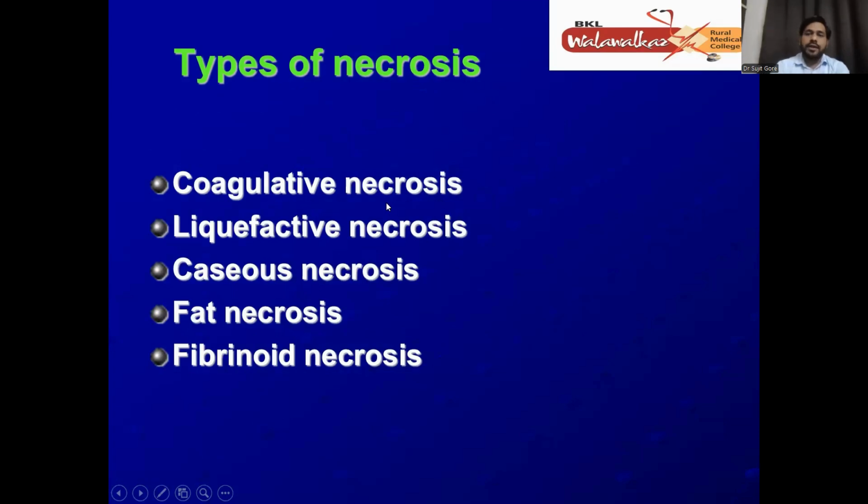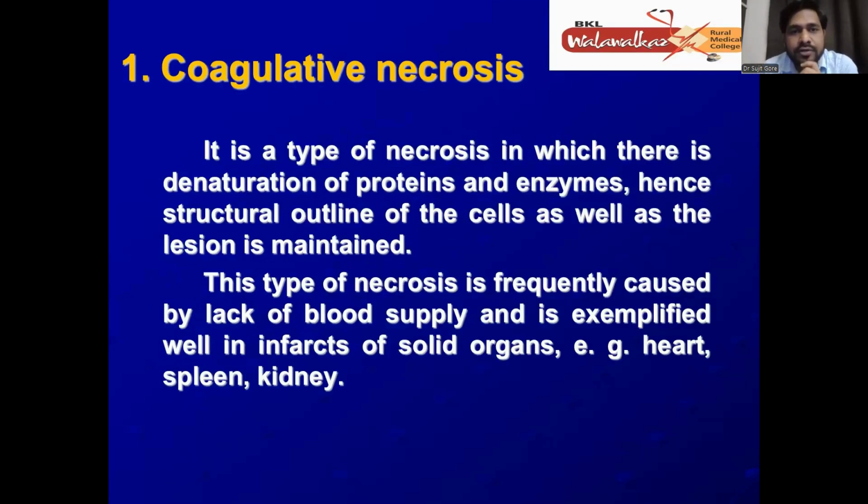First is coagulative necrosis. Second, liquefactive necrosis, gaseous necrosis, fat necrosis, and fibrinoid necrosis. We start with coagulative necrosis in detail. So what is coagulative necrosis? It is a type of necrosis in which there is denaturation of the proteins and the enzymes. This is important. Hence the structural outline of the cell as well as the lesion is maintained.